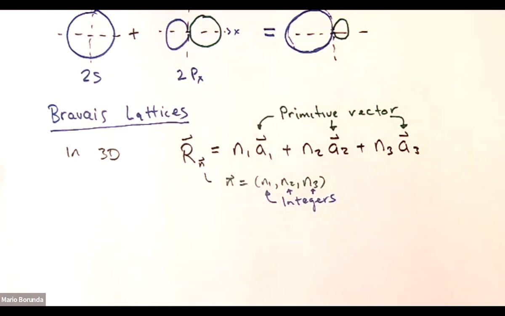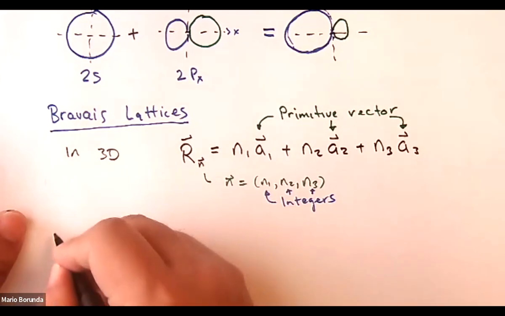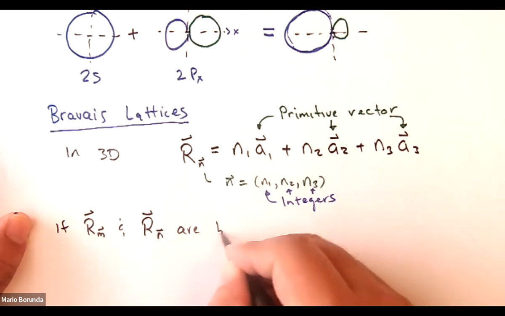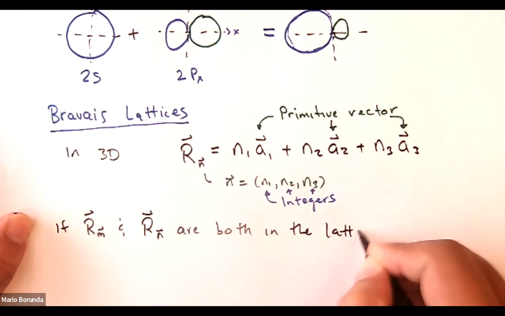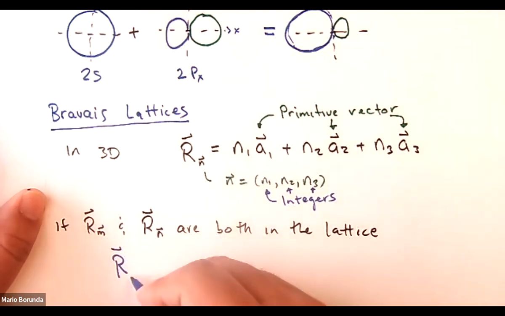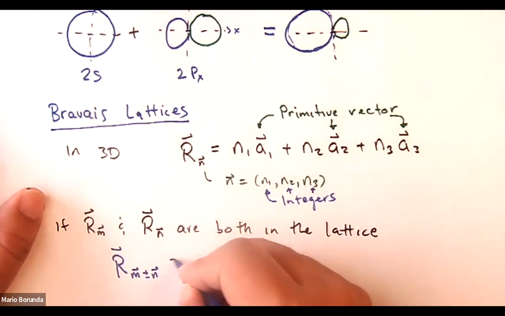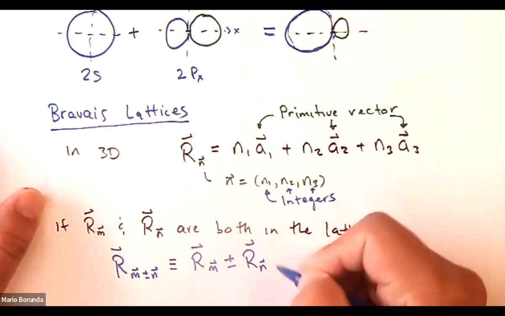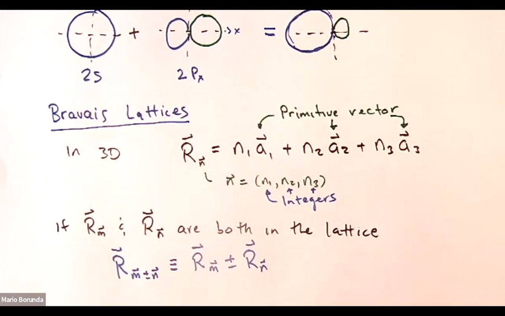So the reason I'm putting it like this, Rn, right, is that it also has a property. So for instance, if Rm and Rn are both in the lattice, in the Bravais lattice. Those are points that are described by the Bravais lattice. Those two are elements of the lattice. Then you can put R of little m plus or minus n. Doesn't matter if you use the plus or the minus one. You can add the two vectors together, or subtract the two vectors together, and you also have another point in the lattice. So the points in the lattice can be described like this, the three different versions of them.